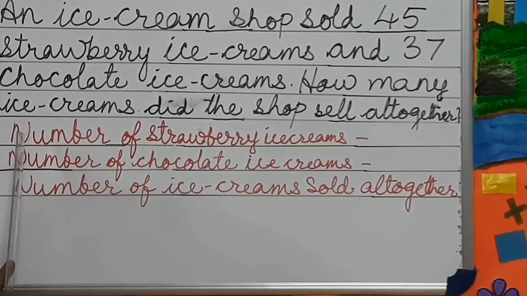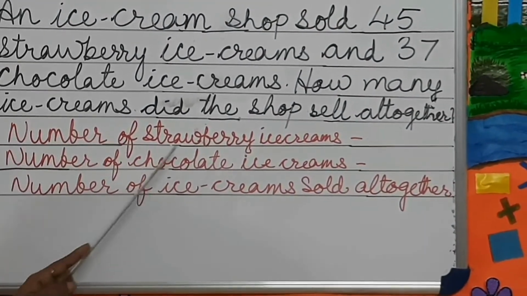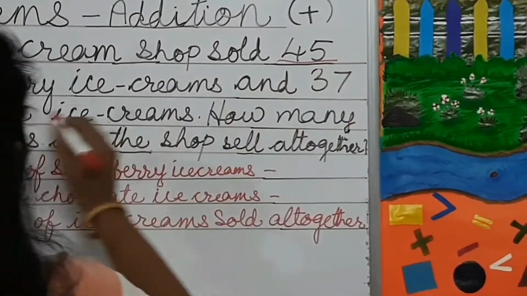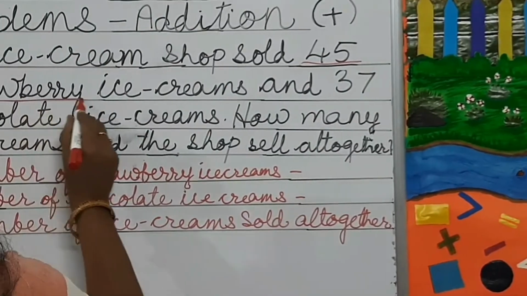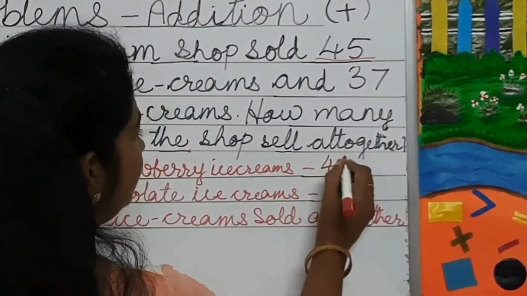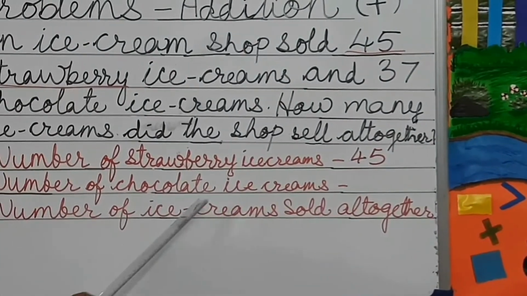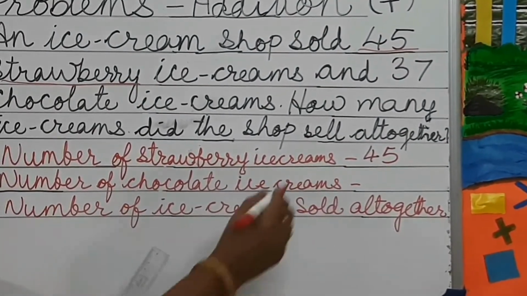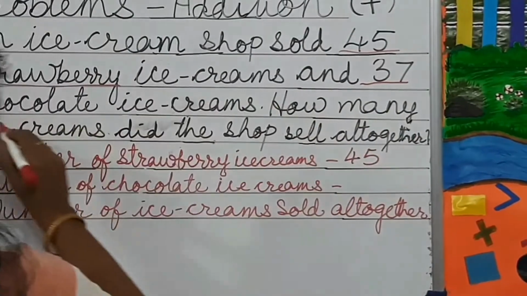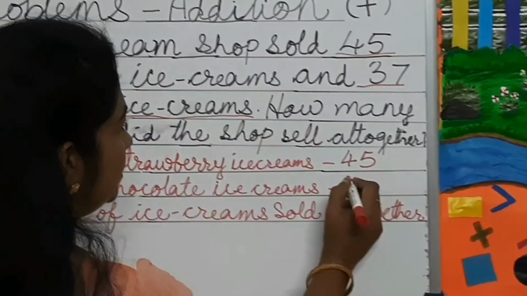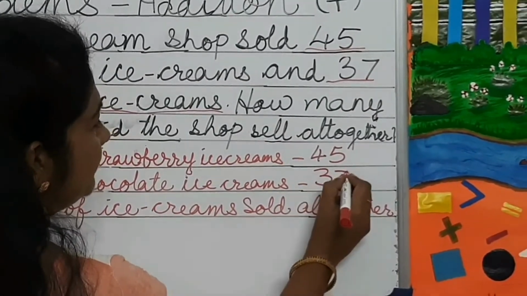Now, statements. First statement. Number of strawberry ice creams. It is written here, 45 strawberry ice creams. So you will write 45 here. Now next statement. Number of chocolate ice creams. It is given here, 37 chocolate ice creams. So you will write here 37.